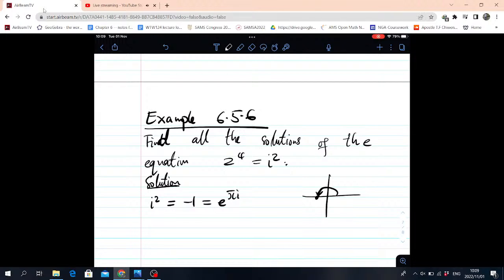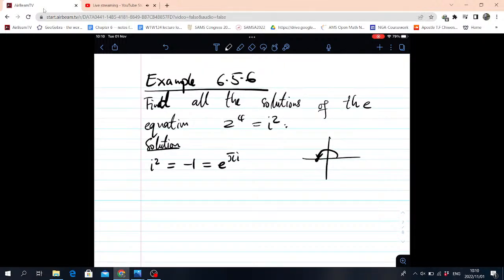There's a question. If the argument is too big, we take away 2 pi, and if it is too small, we add 2 pi. So if it's too big, you subtract 2 pi. If it's too small, you add 2 pi until it's in the right region that you want.